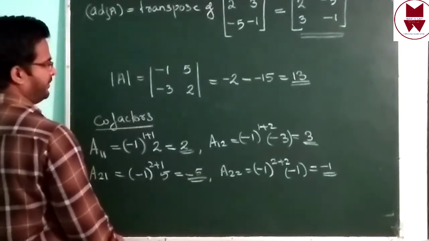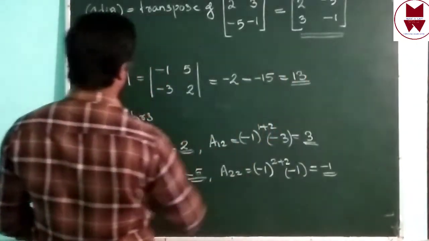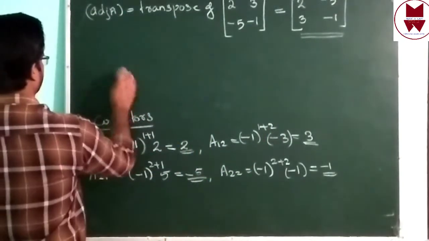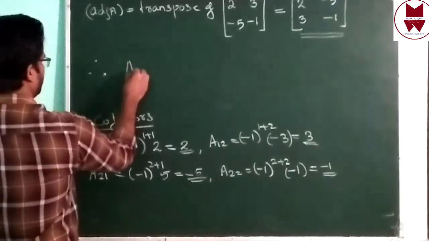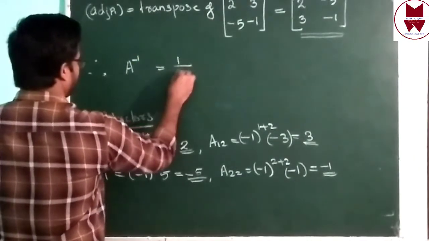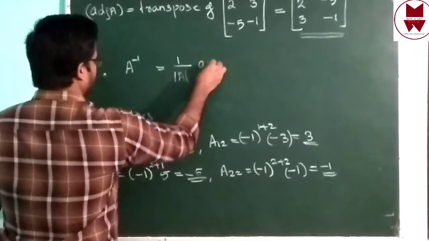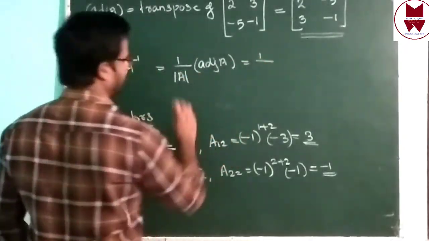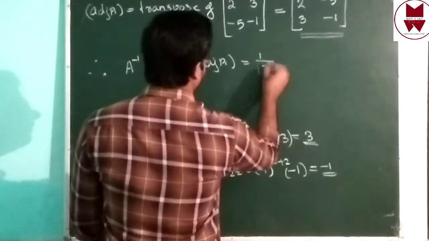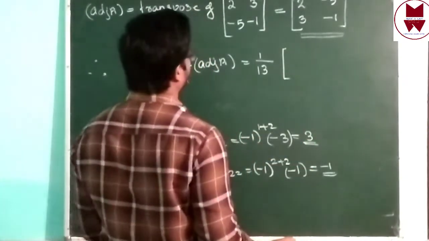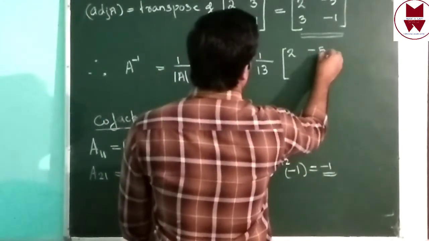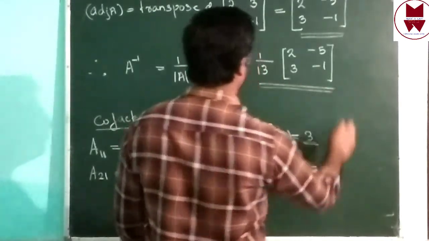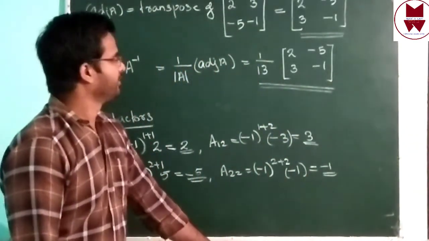Now A inverse. Keep in mind, determinant of A is 13. Therefore A inverse we can write 1 by determinant of A into adjoint of A, equal to 1 by 13 into adjoint of A, which is 2, minus 5, 3, minus 1. This is our A inverse.